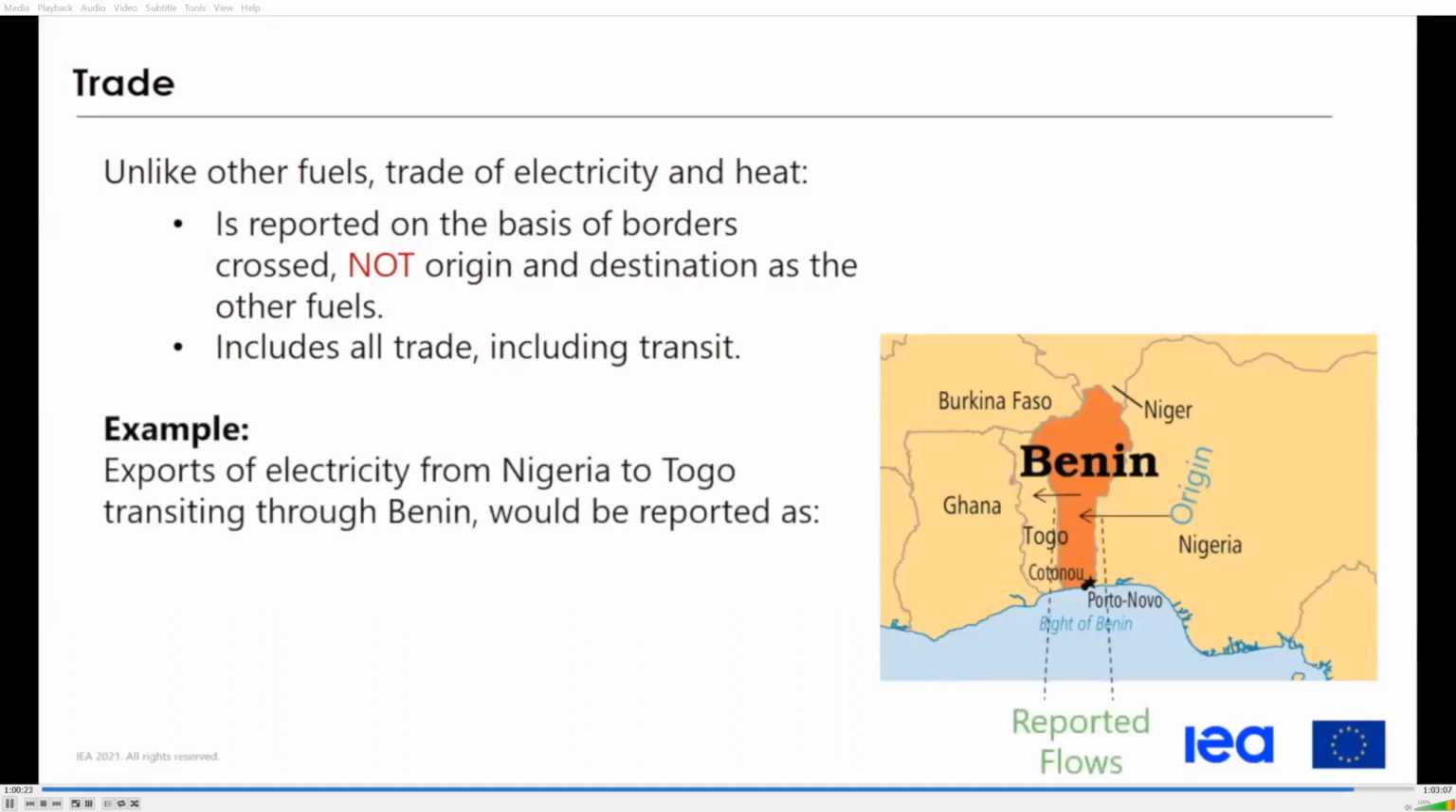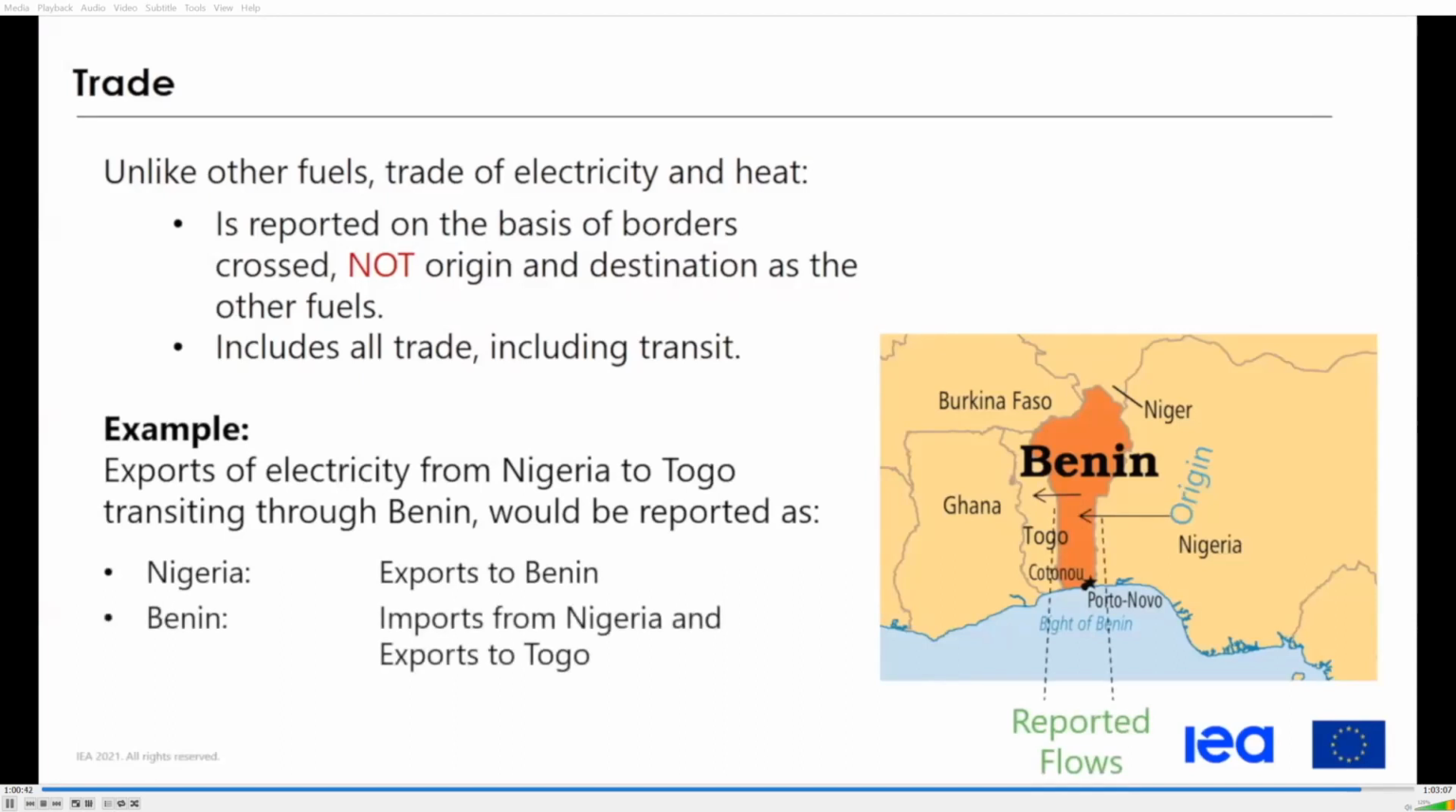So let's imagine that Togo is importing electricity from Nigeria through the network of Benin. Those 3 countries would have to report the flows as follows. Nigeria would report exportations toward Benin. Benin would report some importations from Nigeria and the same value exported towards Togo. And Togo would report the importation from Benin. So here, for electricity, this is the only part where in our methodology we report the transit of flows.